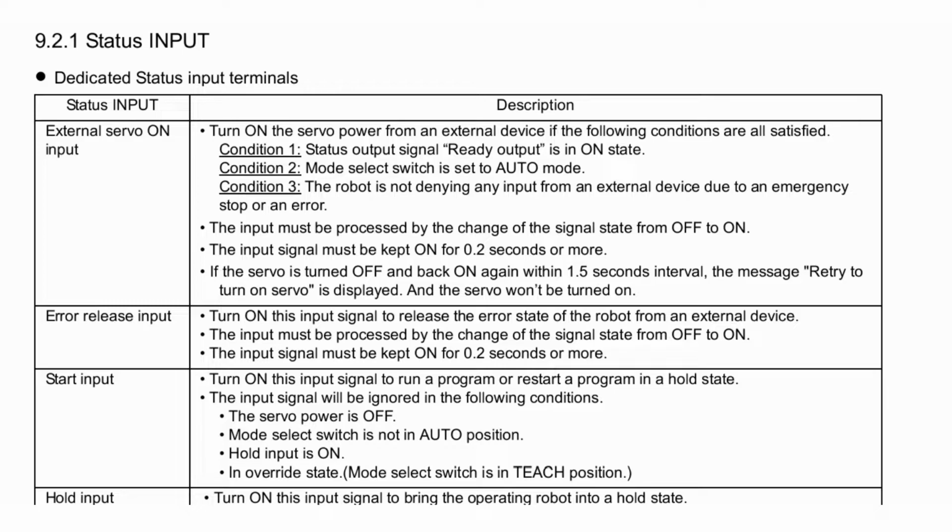If the servo is turned off and back on again within 1.5 seconds interval, the message retry to turn on servo is displayed and the servo won't be turned on. Error release input, turn on this input signal to release the error state of the robot from an external device. The input must be processed by the change of the signal state from off to on. The input signal must be kept on for 0.2 seconds or more.